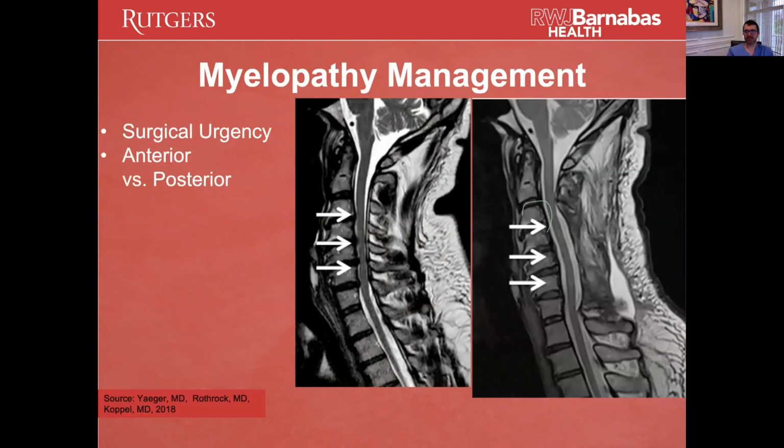So once a patient has myelopathy, there's no room for conservative measures. The only way to fix myelopathy is with a surgical decompression. You can do that with an anterior approach. You can do that with a posterior approach.